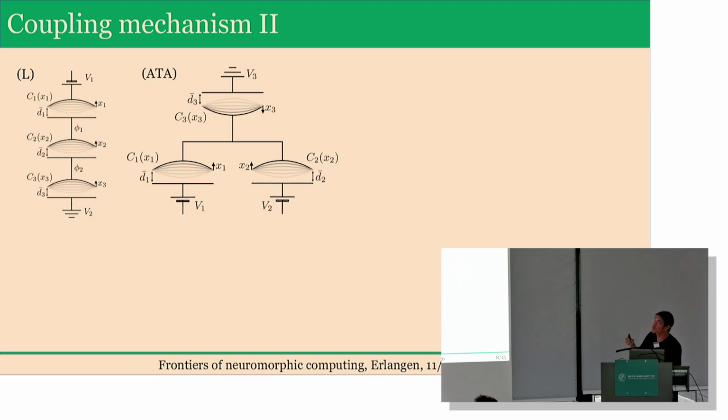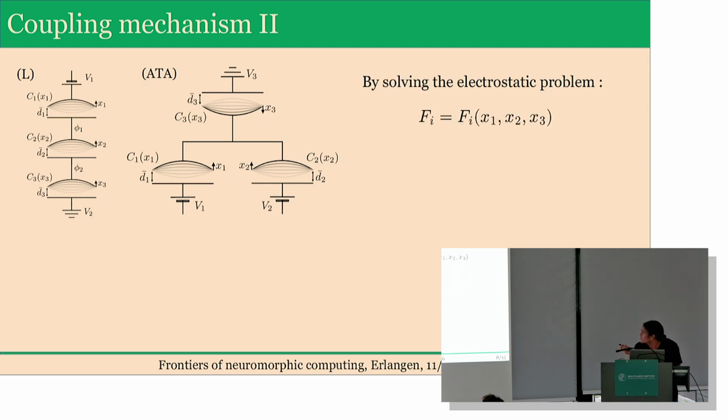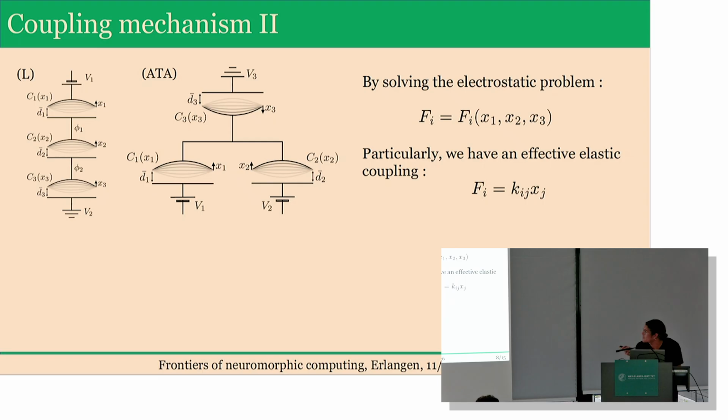And okay, when you have two, it's pretty simple. You just put them one on top of the other. When you start having more, you can think of two topologies to couple them, what we call linear and all-to-all. And if you solve the electrostatic problem, what you find is that the force exerted on every one of those resonators will depend on the position of all the others, no matter the topology. So for these, even the position x1 will influence this position. And the resulting force is an effective elastic coupling.